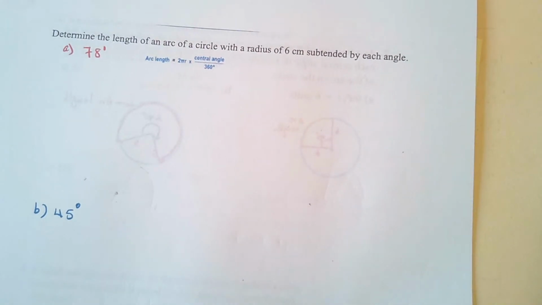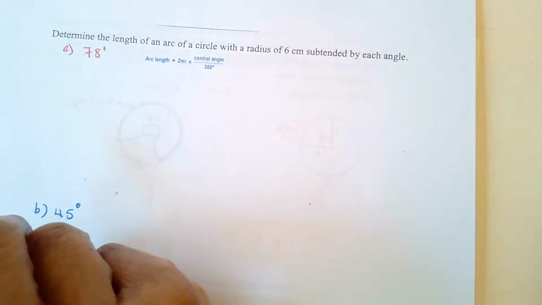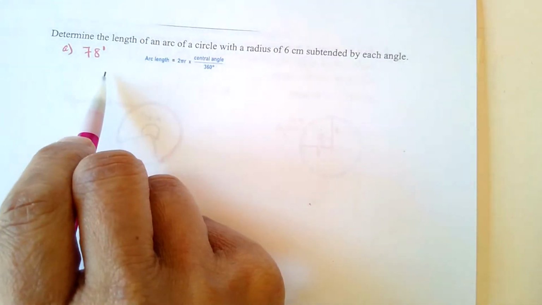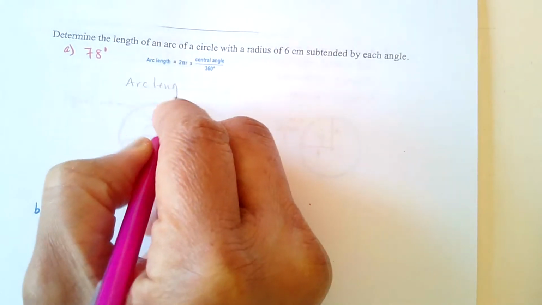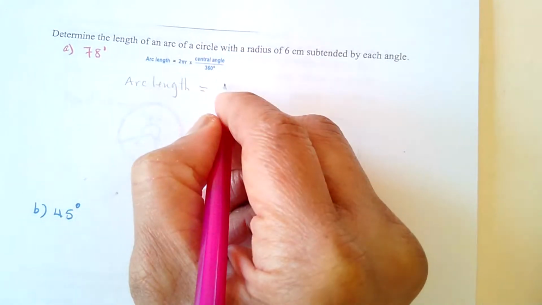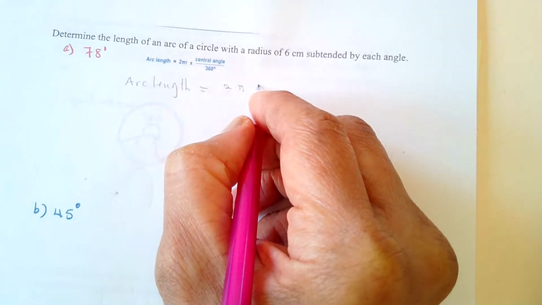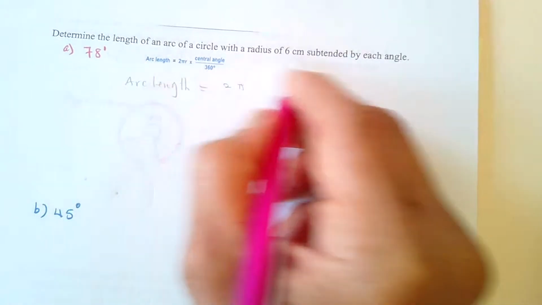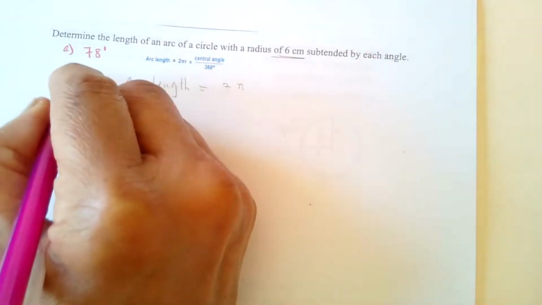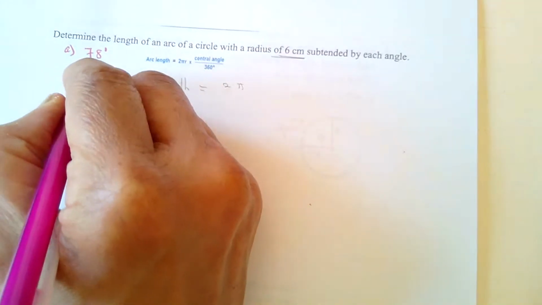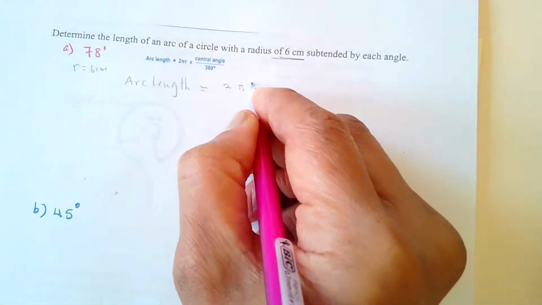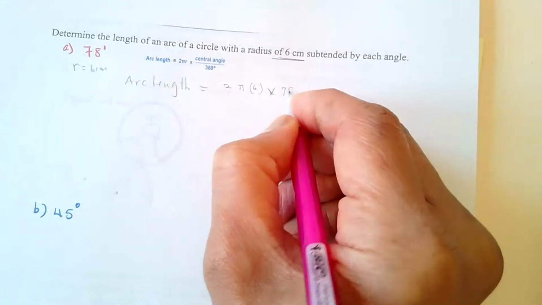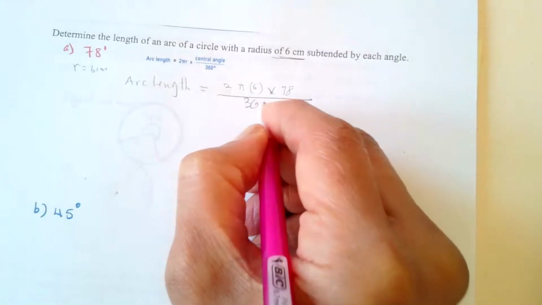And here we have some other examples. Determine the arc length of a circle of radius 6 centimeters obtained by each angle. We go ahead, we have our arc length is equal to 2 pi times, in this case, the radius is 6 centimeters. So we have 6 multiplied by the central angle, which is 78, divided by 360.